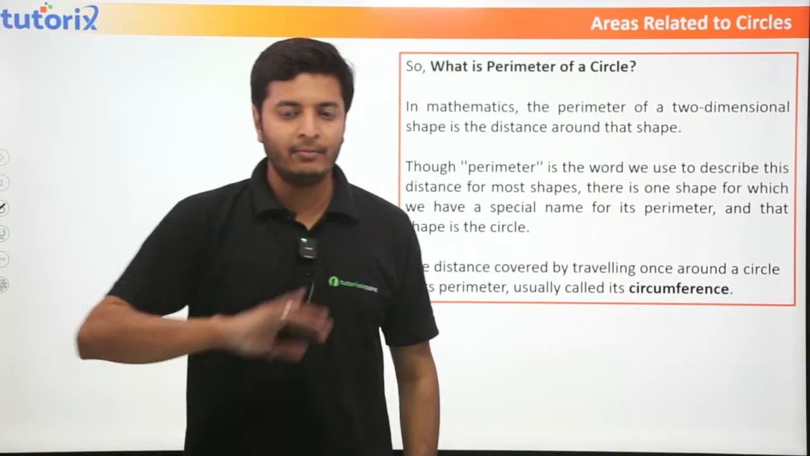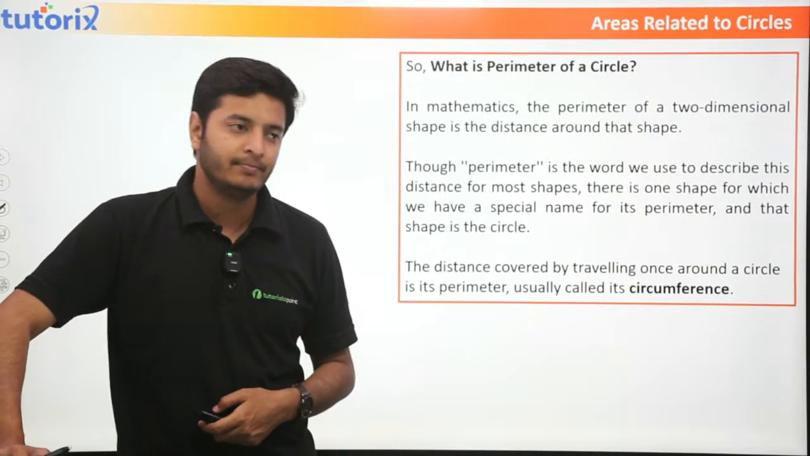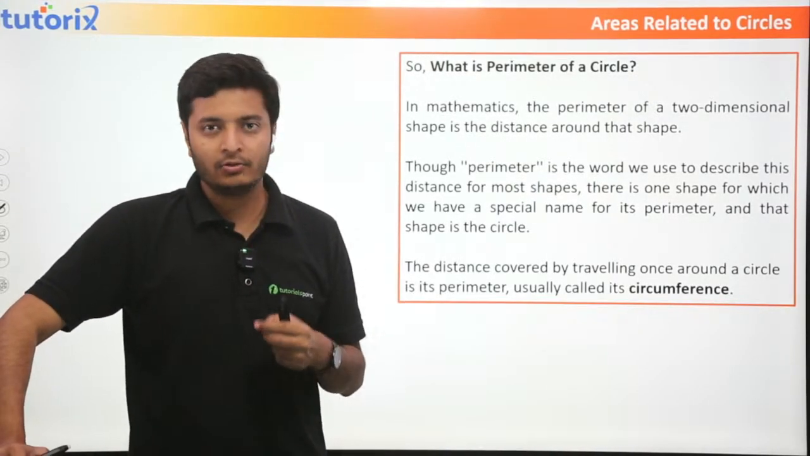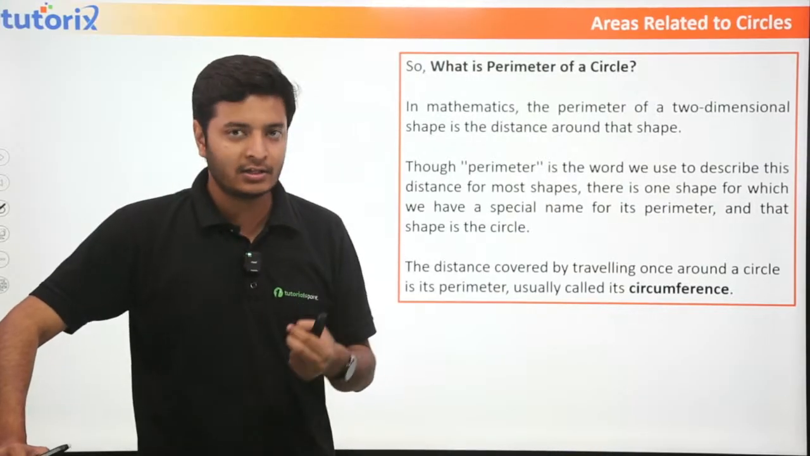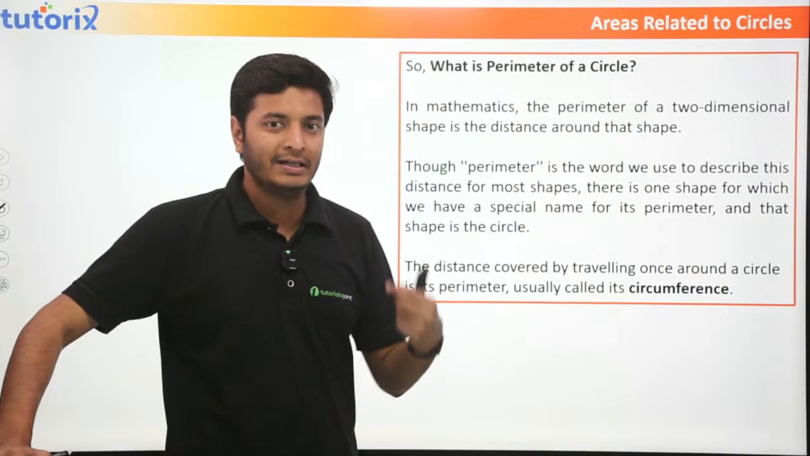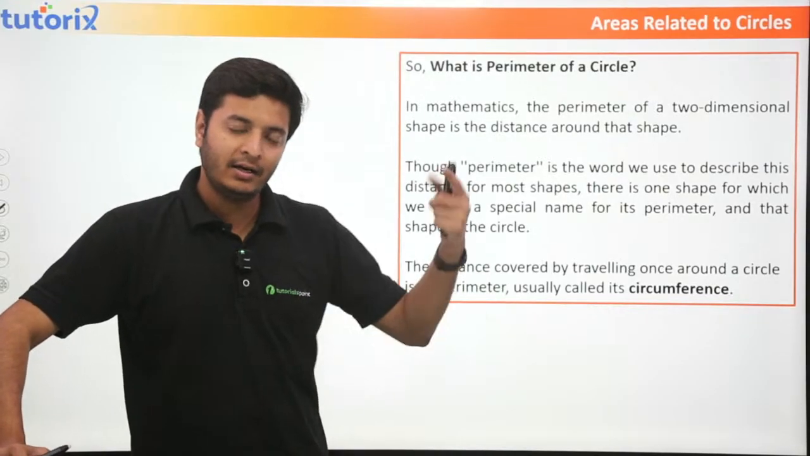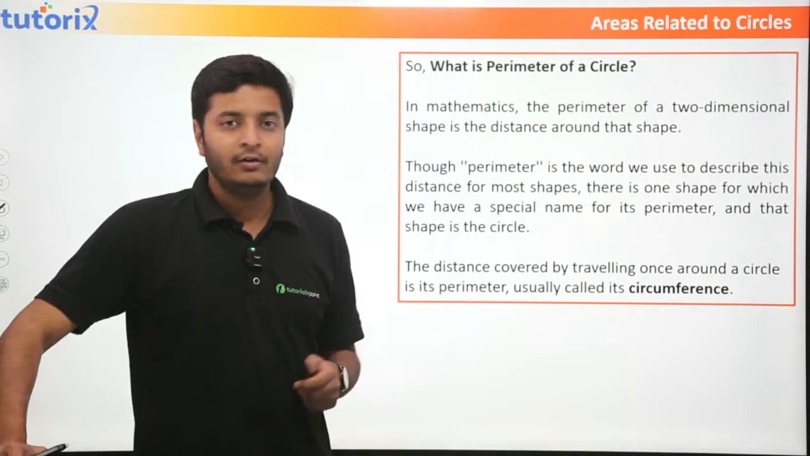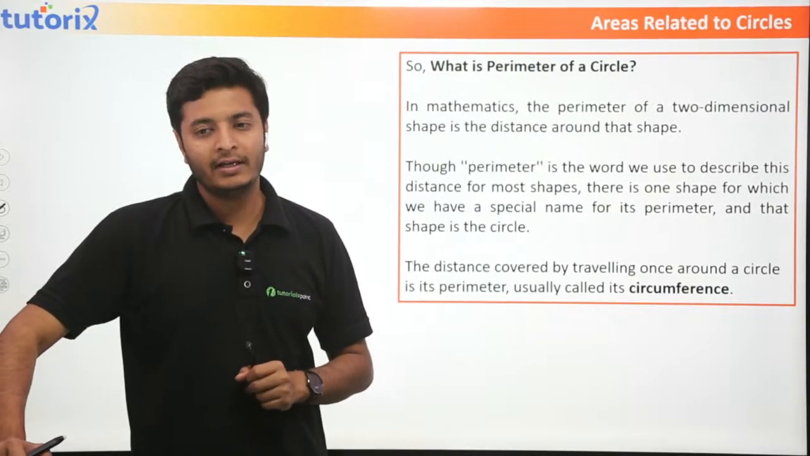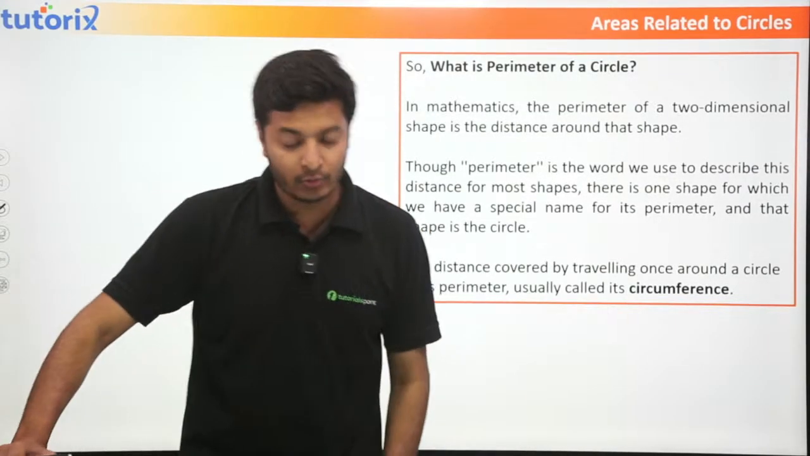First thing first, what is perimeter of a circle? In mathematics, the perimeter of a two-dimensional shape is the distance around the shape. What is a two-dimensional shape? Two-dimensional shapes are those things which we can describe using two parameters. Like rectangles, we can describe a rectangle using length and breadth. Correct? Triangle, we can describe a triangle using base and height. Correct? Circle, we can describe circle using center and radius. So anything which can be described using two parameters is a 2D shape or two-dimensional.